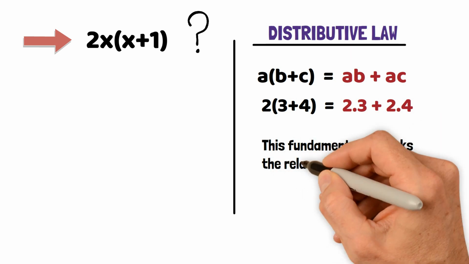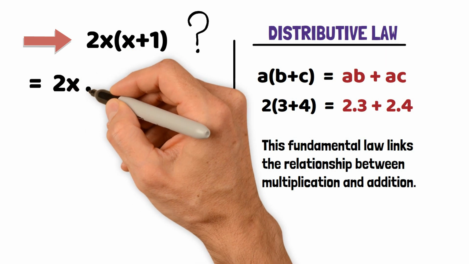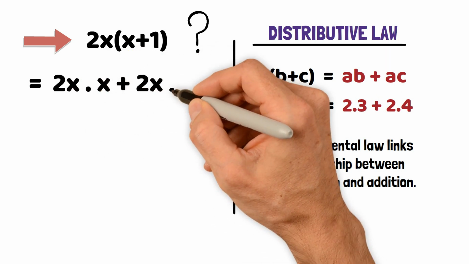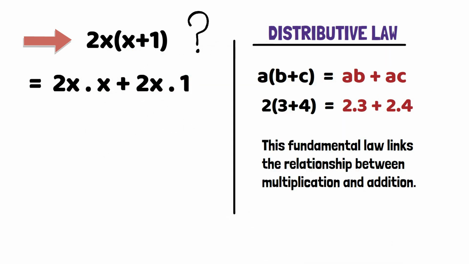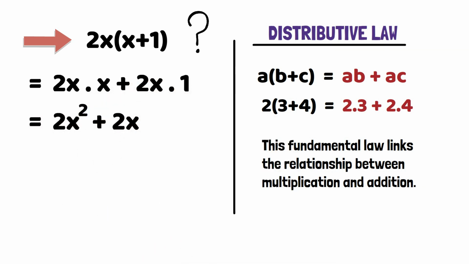This fundamental law links the relationship between multiplication and addition. We apply this law to the original problem we posed. Say we want to simplify 2x times (x plus 1). We do this by the distributive law: 2x times (x plus 1) equals 2x times x plus 2x times 1, which equals 2x squared plus 2x.